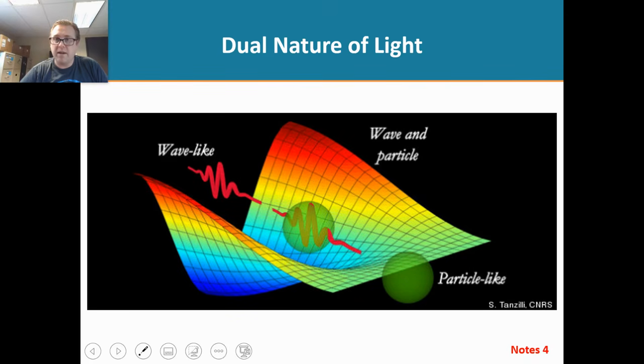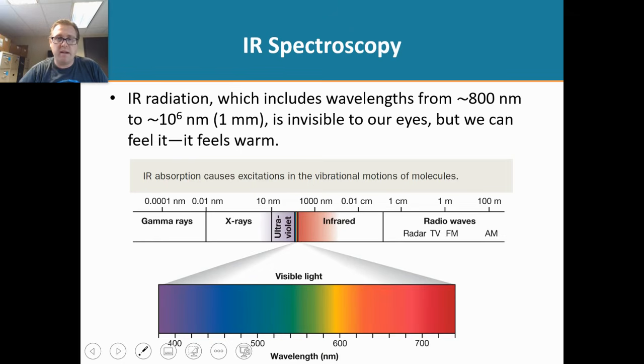Okay, that's what I want to say about that. That's just a crash course, going through that fast. So here's the IR radiation. And IR radiation has a range of 800 nanometers all the way to 10 to the 6 nanometers. Okay, so it's in that range right there. What's cool about it, one cool thing is that we can't see it, but we can feel it because it gives off some heat.